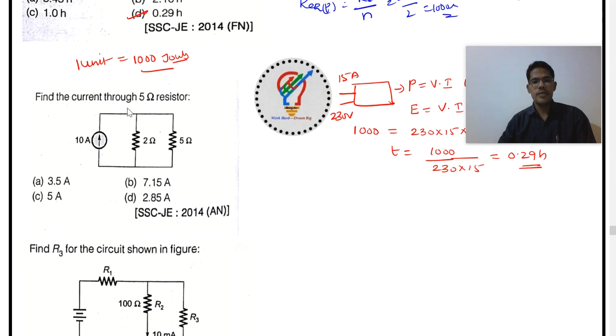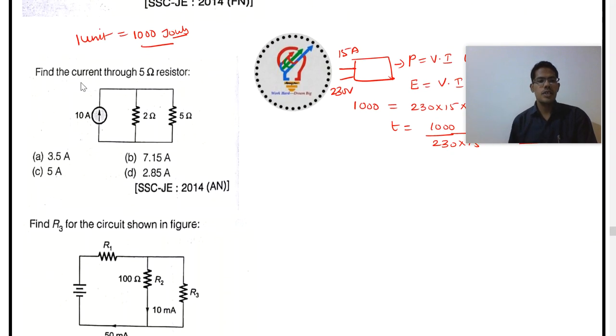And the next one here is a basic question. This concept is based on the current division rule. Remember this well, current division rule. Here we have a current source, a 2 ohm resistance, and a 5 ohm resistance in parallel. The question asked is to find the current through the 5 ohm resistance. So the current flowing here is what we need to find.